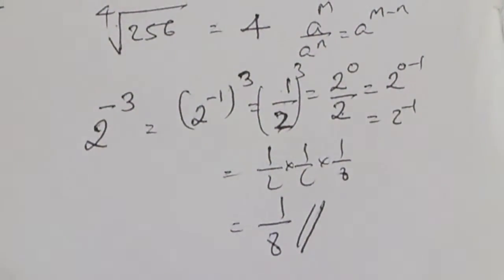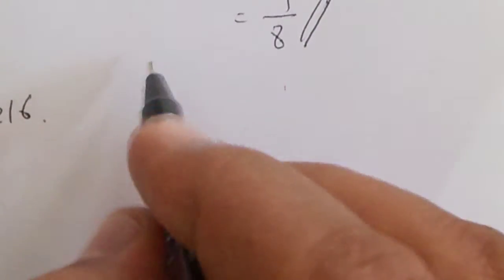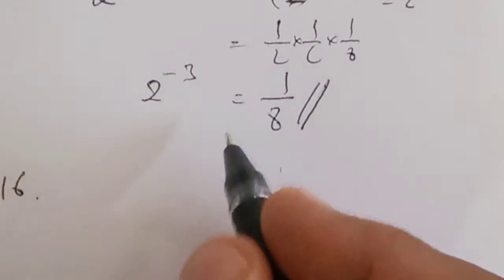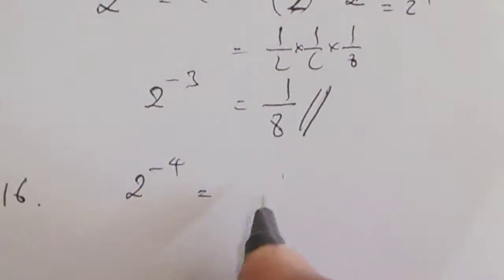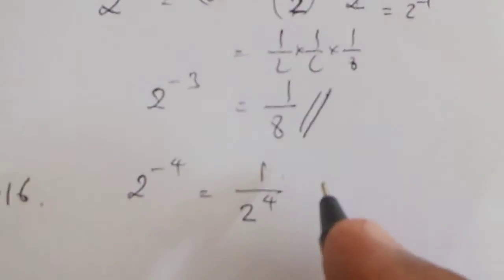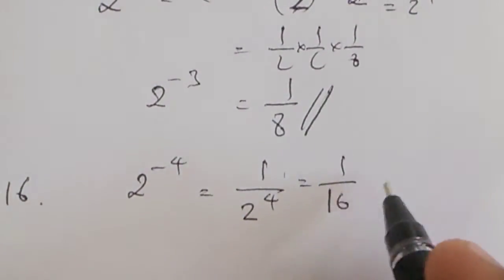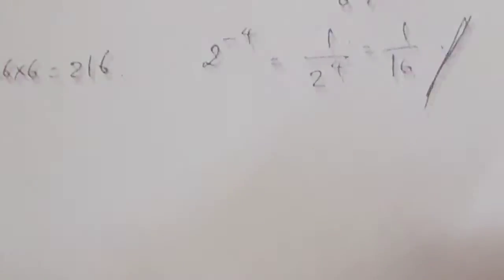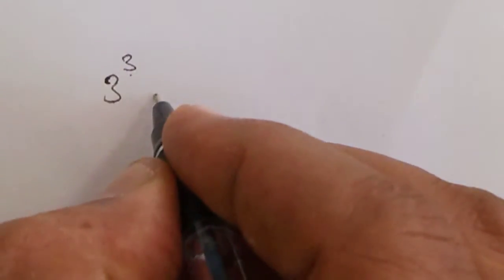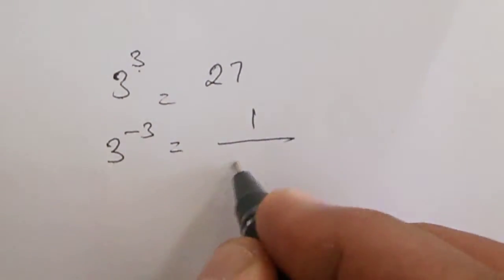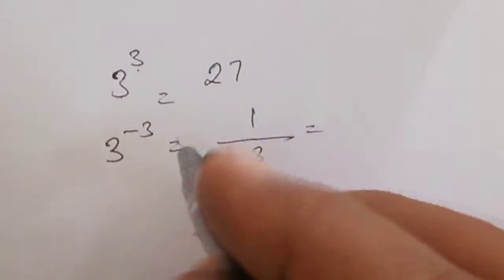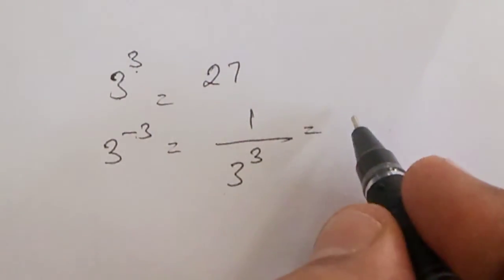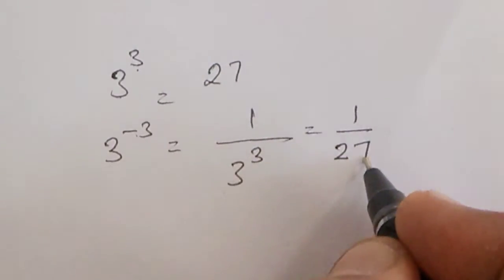Is that clear? So you can learn negative powers too. So 2 to the power of minus 3 is 1 by 8. Then what will 2 to the power of minus 4 be? Just write it as 1 by 2 power 4. That is 1 by 16. Understood? Suppose I have 3 cube. What is 3 cube? 27. What do I mean by 3 power minus 3 then? It is 1 by 3 cube. It comes like this. So if a fractional power is negative, you can write it as a reciprocal. 1 by 27 is the value.